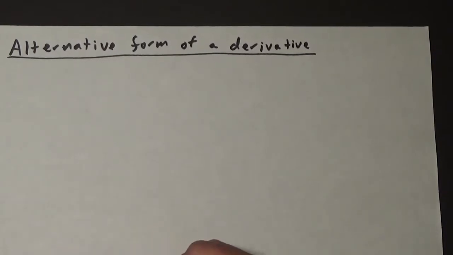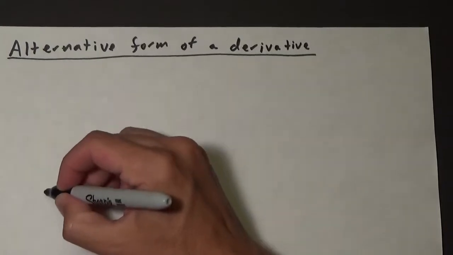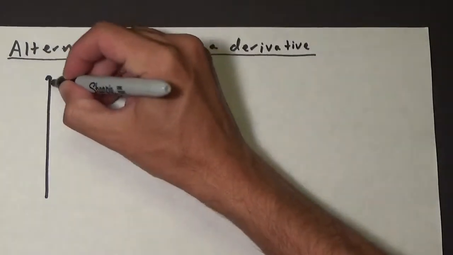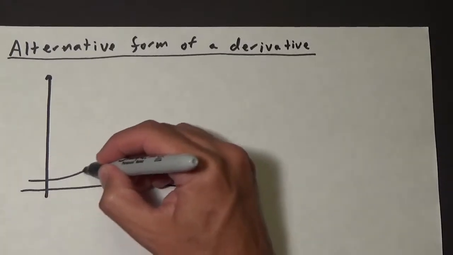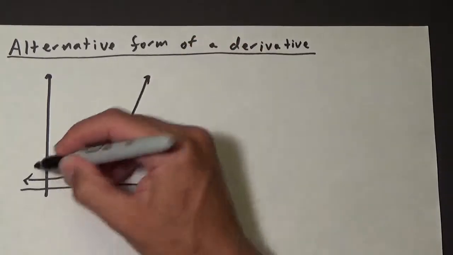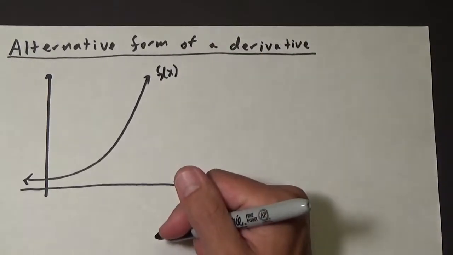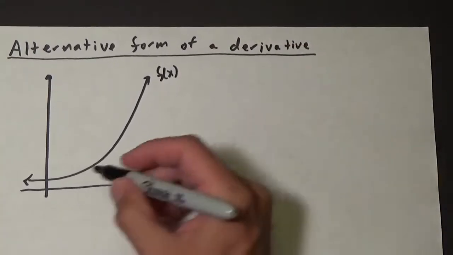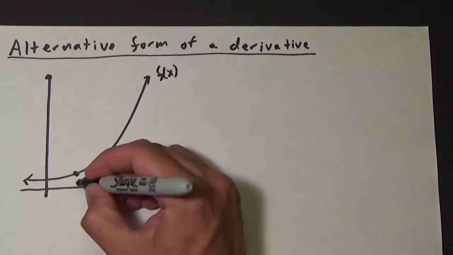So let's look at how this alternative form of derivative came about. So again, we're going to look at a function like so, f of x. Now we want to find the equation of the tangent line at that point C.